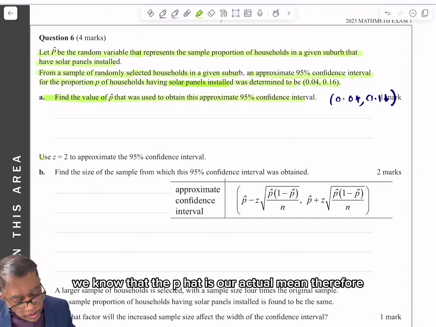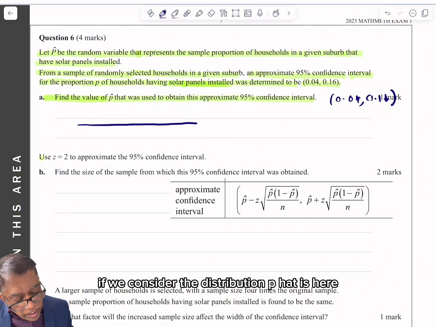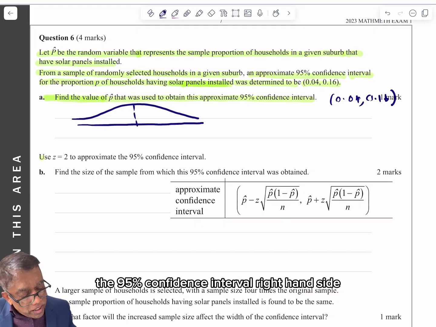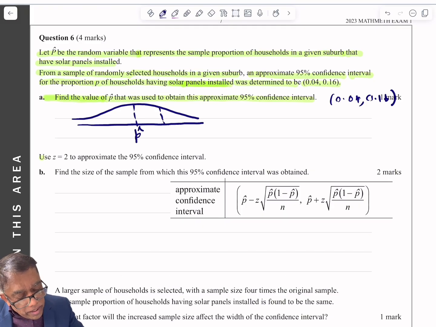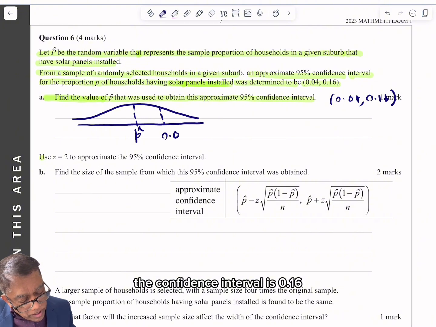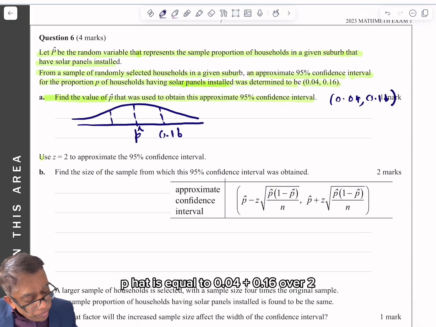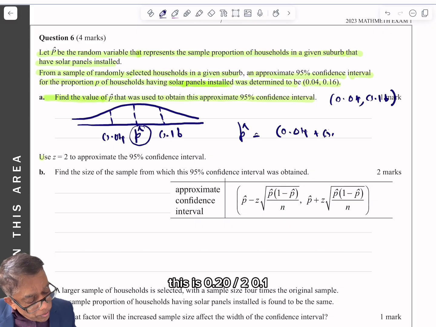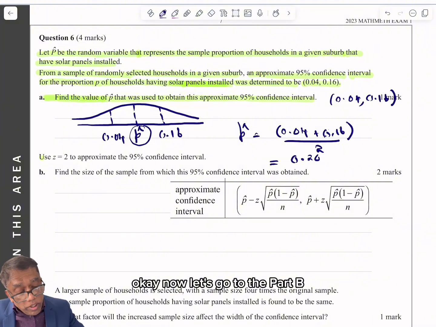Okay, we know that p hat is our actual mean. Therefore, if we consider the distribution, p hat is here; the right hand side of the confidence interval is 0.16 and the left hand side is 0.04. Therefore, p hat is in the middle. P hat is equal to 0.04 plus 0.16 over 2. This is 0.20 divided by 2, which is 0.1. Okay, now let's go to part B.